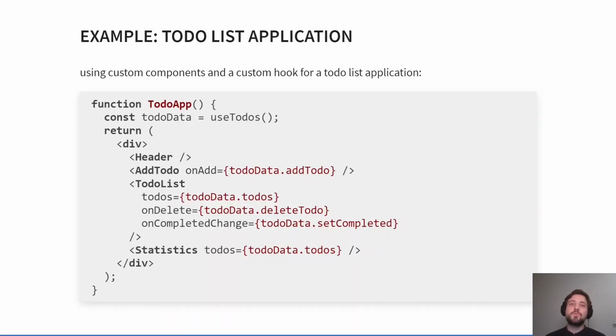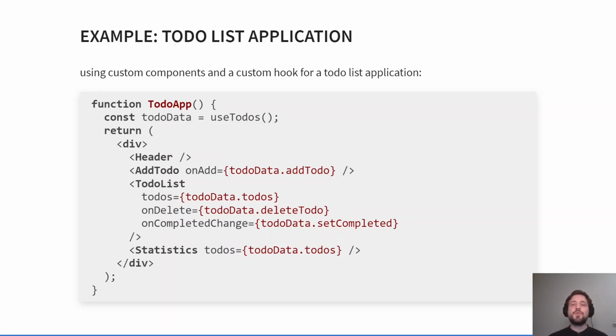By using custom components and a custom hook, we could restructure a to-do application like this. What we see here would be the top-level component. The state is managed by the custom hook named useToDos, and the user interface is split into several components which have some props and events.